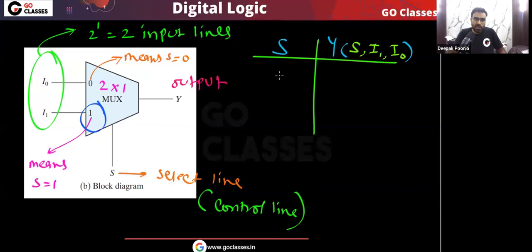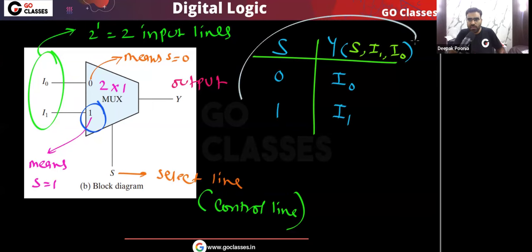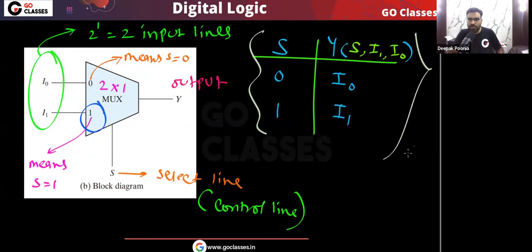Now you can see when S is equal to 0, then the output will be equal to I0. And when S is equal to 1, then the output will be equal to I1. This is the behavior of this multiplexer. Very simple. When the select line is 0, this input I0 will appear in the output. And when the select line is 1, then this input I1 will appear in the output. So you can see this is the compact truth table. We got a compact truth table.